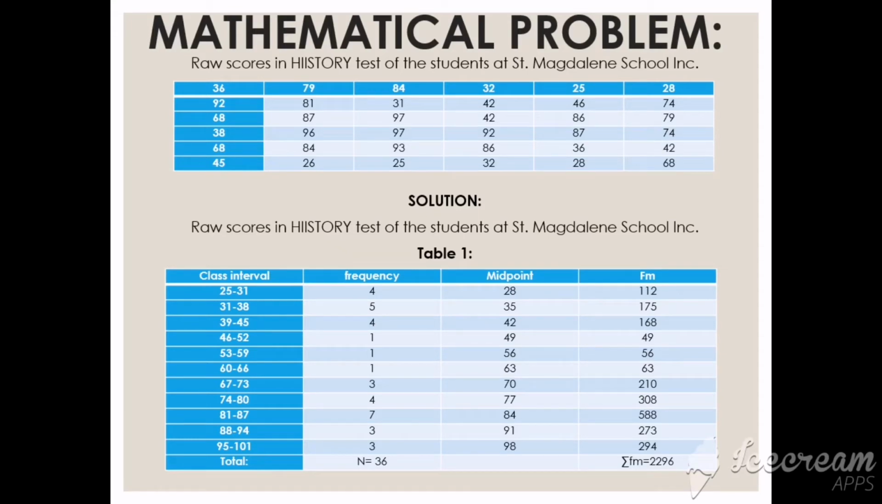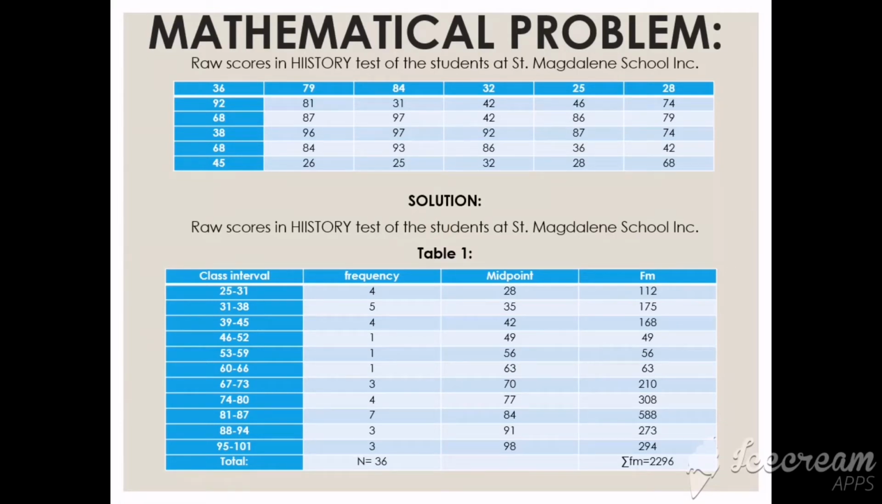Here we have the raw scores in history test of the students of St. Magdalene School Incorporation. So we have here 36, 92, 68, 38, 68, 45, 79, 81, 87, 86, 84, 26, 84, 31, 97, 97, 93, 25, 32, 42, 42, 92, 86, 32, 25, 46, 86, 87, 36, 28, 28, 74, 79, 74, 42, and 68. So here we are going to show you the solution on computing this mathematical problem.